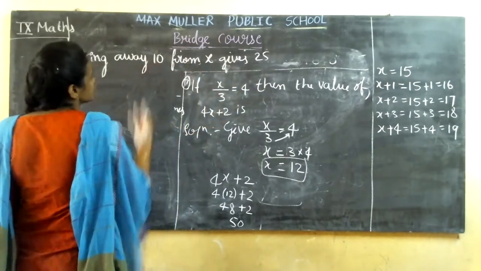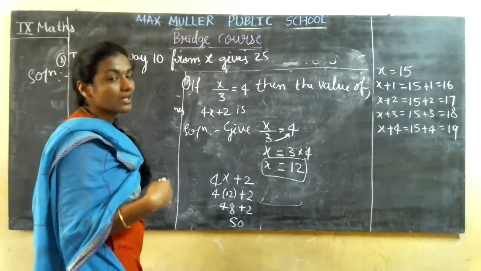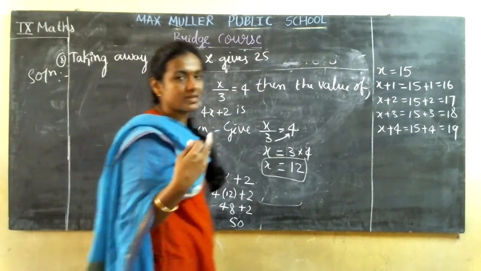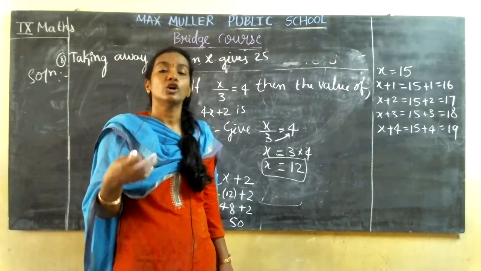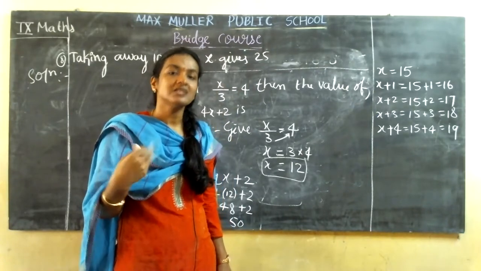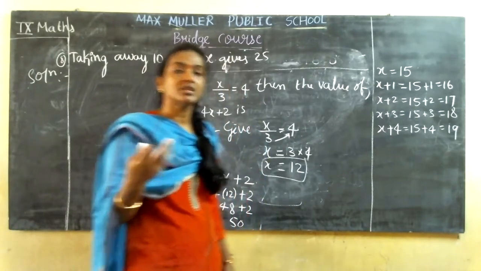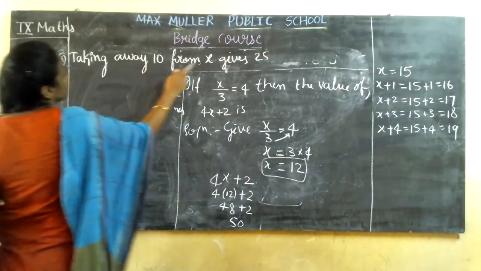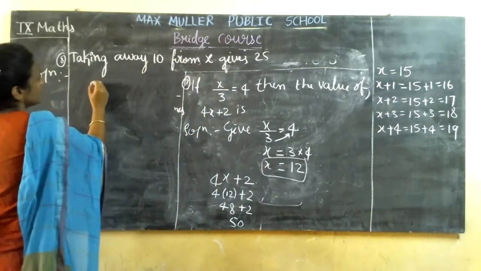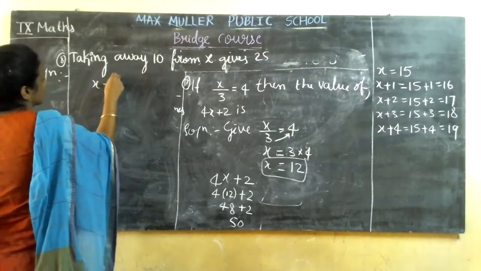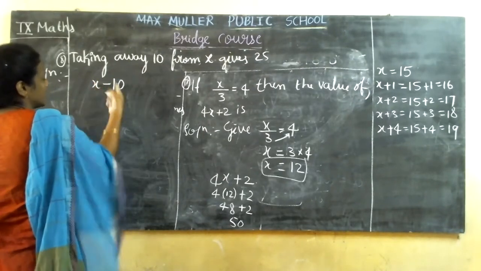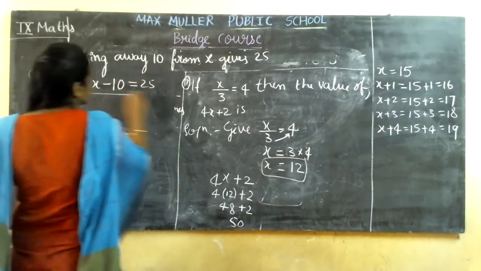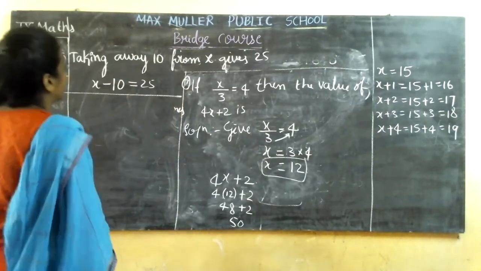Taking away, obviously this is a subtraction. Think that you are having 10 rupees. I'm going to take 2 rupees away from you means what here? That is a subtraction. You have to subtract 10 minus 2, then you will get the remaining amount you have, right? So same thing. Taking away 10 from x gives 25. So x minus 10 gives 25. Yes or no?